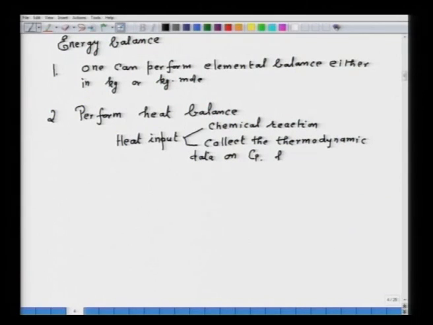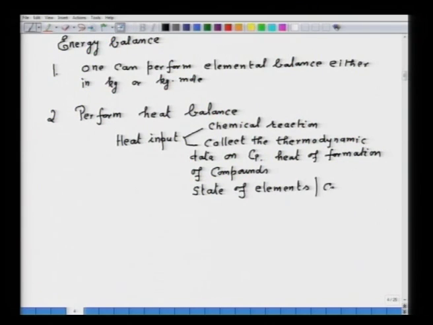Also collect the data on heat of formation of compounds. Normally these heats of formation of compounds are available at 298 Kelvin. Now here also you should know the state of elements or compounds.